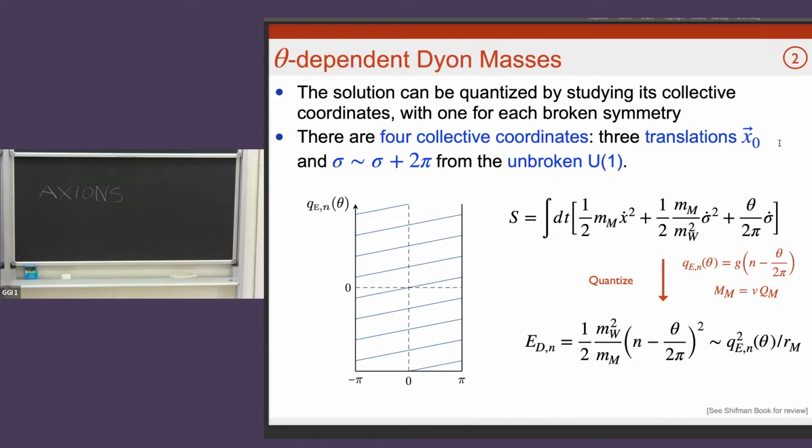If you look at the variation of these collective coordinates with time, you can derive an action from them. And you can quantize that action. What you find is that the energy is proportional to Q squared over the radius of the monopole, where Q is dependent on theta. And you can see there's this linear dependence here, where on the y-axis I have Q, and on the x-axis I have the value of theta. So in the 't Hooft-Polyakov case, you find a theta-dependent energy or mass. This effect appears more generally. You can see this by looking at various corrections to this, but the details of the corrections aren't particularly important.